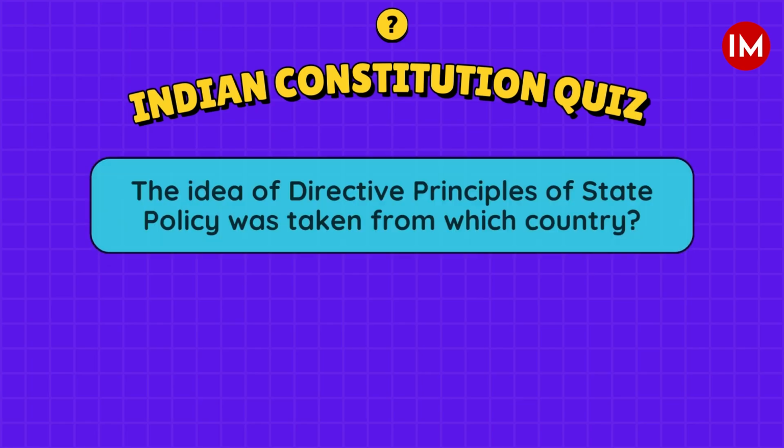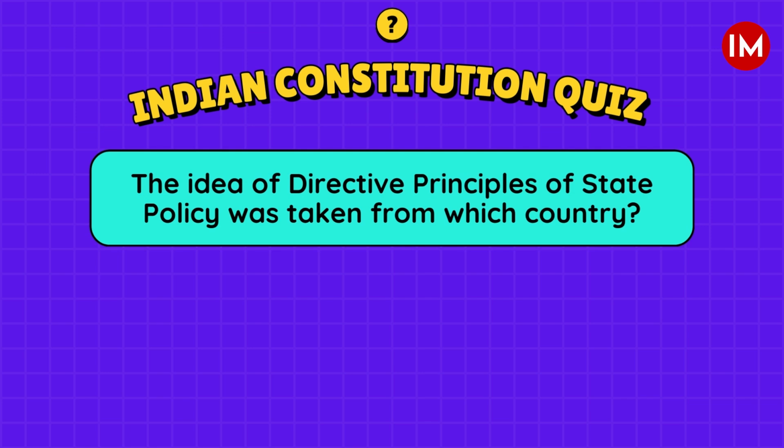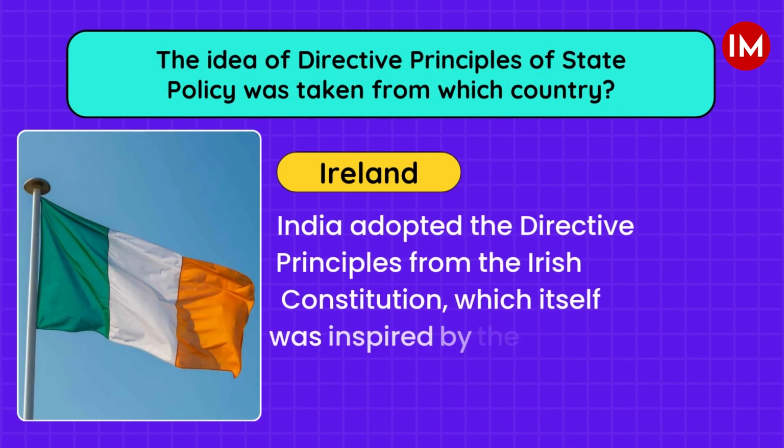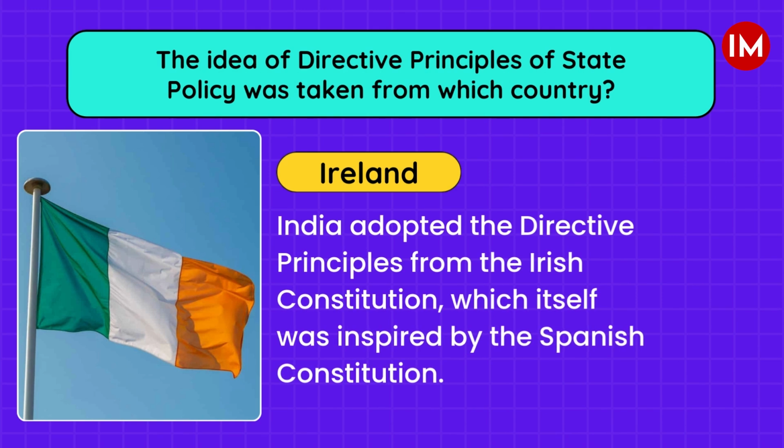Question 7. The idea of directive principles of state policy was taken from which country? A. USSR, B. Ireland, C. France or D. Japan. The correct answer is B. Ireland. India adopted the directive principles from the Irish Constitution, which itself was inspired by the Spanish Constitution.